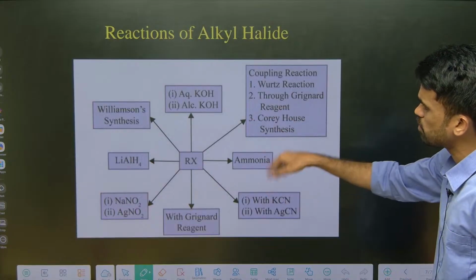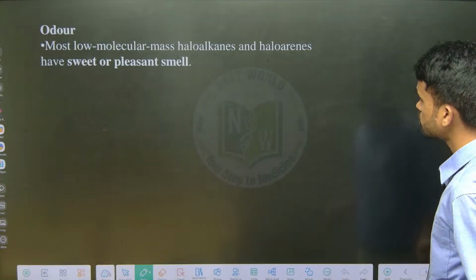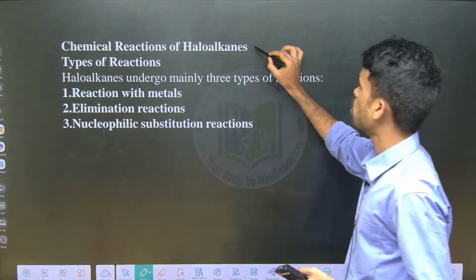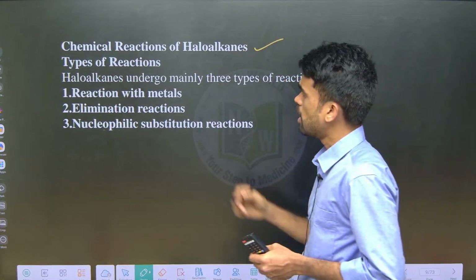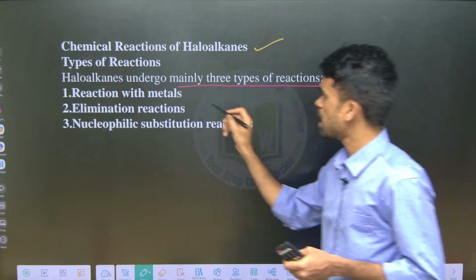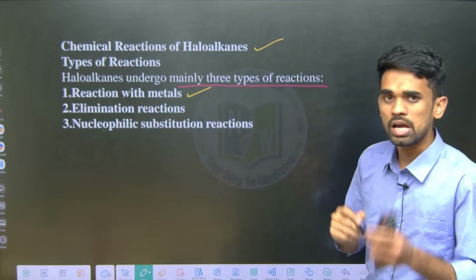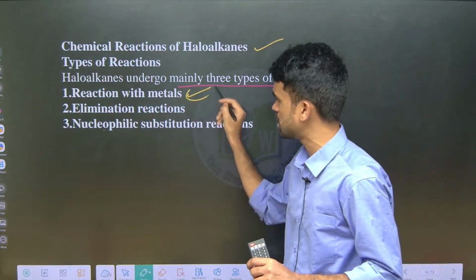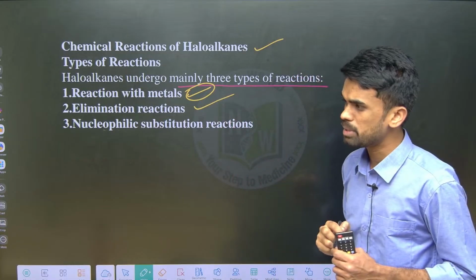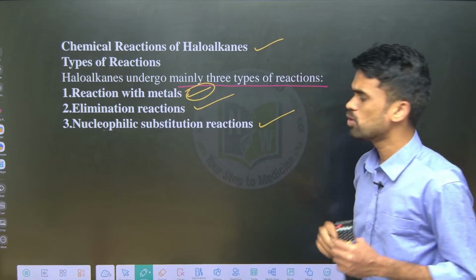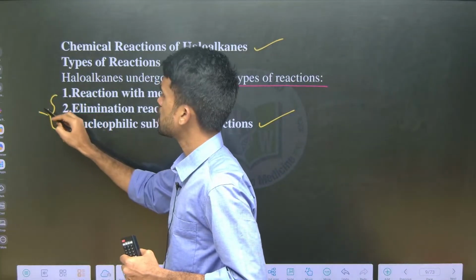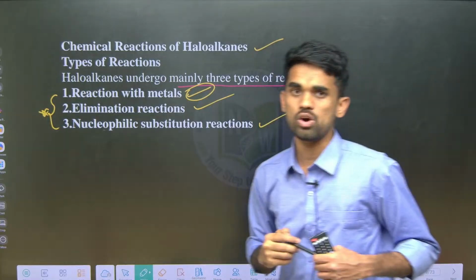See, these are the things we discussed in the last class also, right? Now what are the chemical properties that haloalkanes will show? Here haloalkanes undergo mainly three types of reaction. What are those? Reactions with metals, okay? So haloalkanes directly react with metals, we will see that. And then elimination reactions, as well as nucleophilic substitution reactions. These are the three important chemical properties of haloalkanes, you remember.